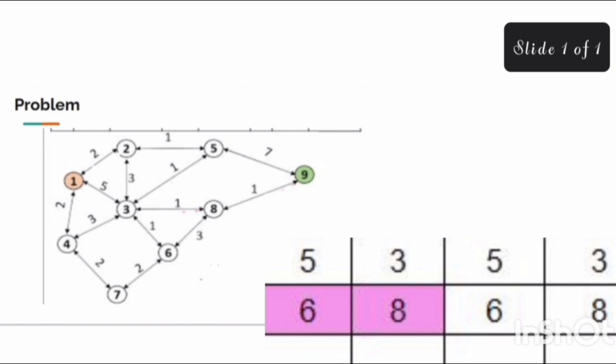The neighbors of 8 are 3, 6, 9. 3 and 6 are completed. Now we are going to see vertices 8 and 9. The weight is 1 and vertex 8's distance is 5. Add 1 to it and it becomes 6. 9's parent is 8. Vertex 8 is completed.